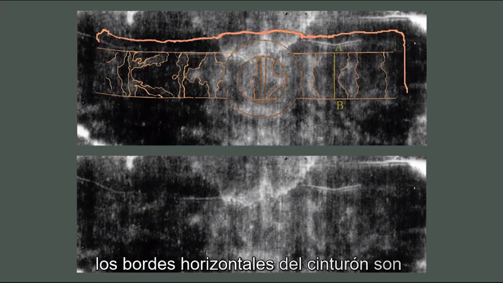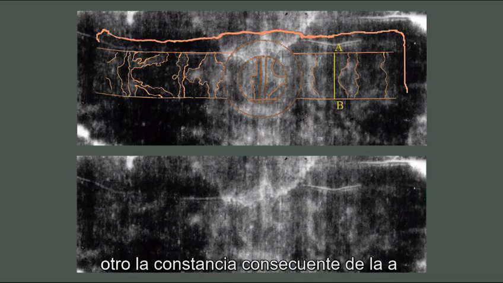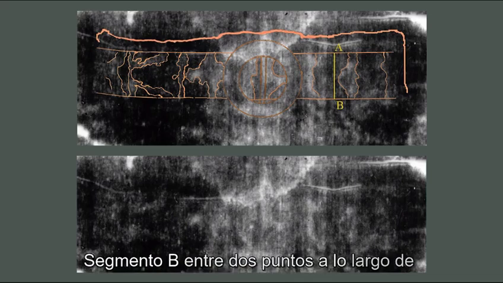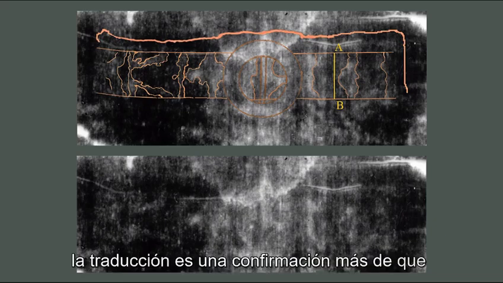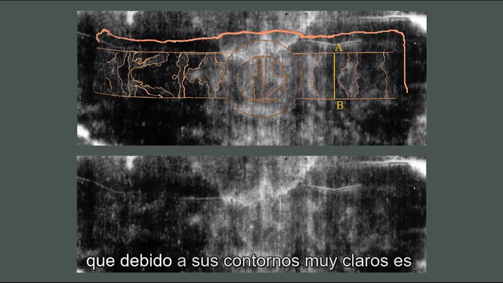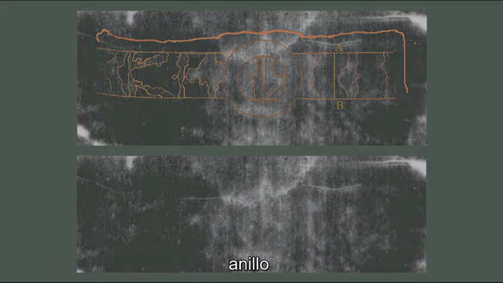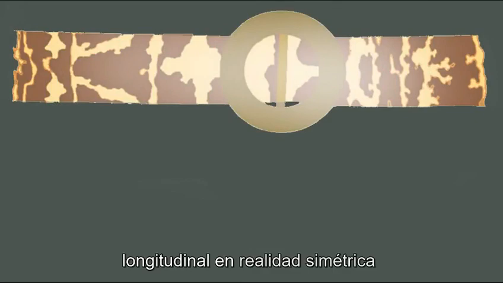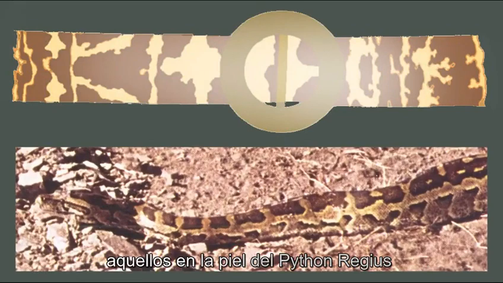The horizontal edges of the belt are congruent, that is, one edge can be translated and superimposed upon the other. The consequent constancy of the AB segment between any 2 points along the edges in the direction of translation is further confirmation that the image is the result of orthogonal parallel projection. Moreover, the buckle, which due to its very clear contours is presumably made of metal, is a perfect annulus. Longitudinal axially symmetrical markings can be seen on the belt, like those on the skin of the python regius, one of the smallest African pythons.